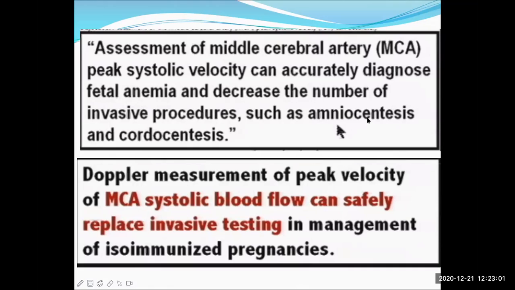Amniocentesis means aspiration of amniotic fluid. Chordocentesis is aspiration of blood from the umbilical cord. So we don't need to go for those types of tests if this Doppler ultrasound is done nicely. That is a very commonly done procedure these days.